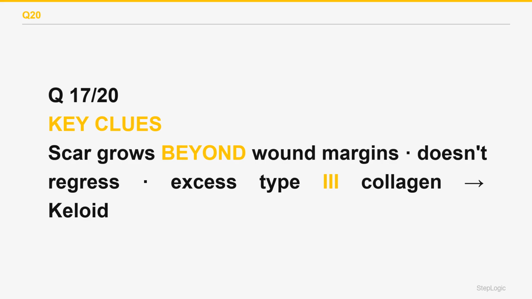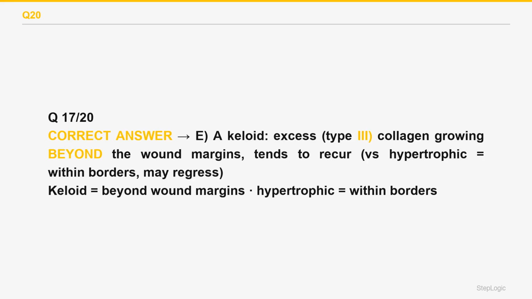This is a keloid, an abnormal, exuberant scar resulting from excessive collagen deposition during wound healing, with a disproportionate amount of type 3 collagen and overall excess collagen. The defining feature is that a keloid extends beyond the boundaries of the original wound, growing into the surrounding normal skin, and it tends not to regress and recurs after excision. Keloids are more common in darker-skinned individuals and at sites like the earlobes, chest, and shoulders. The correct answer is E.